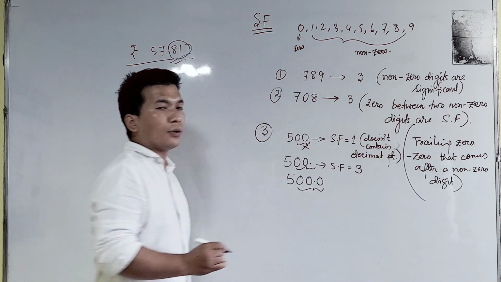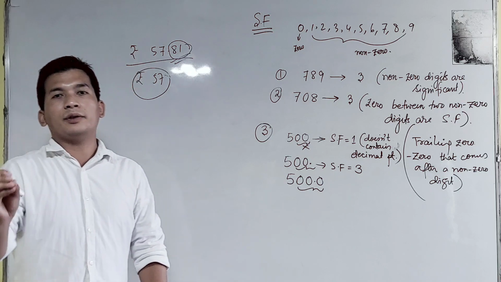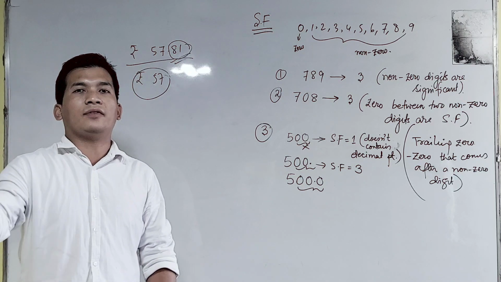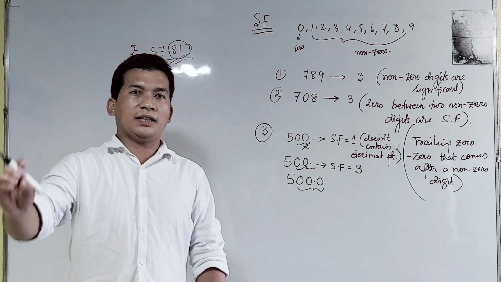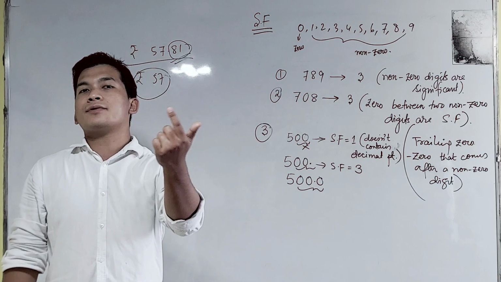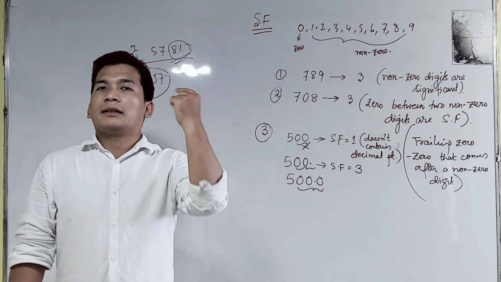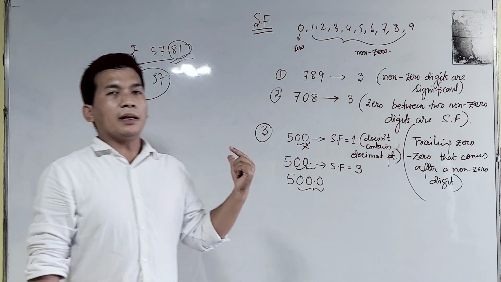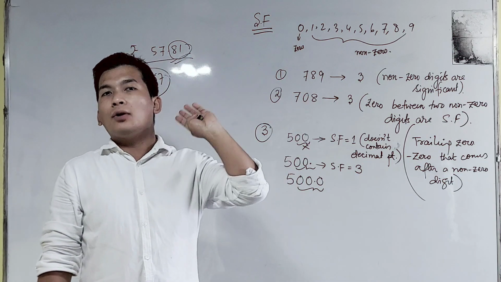Is that understood or not? For trailing zeros, first of all you have to check whether the trailing zeros come with a decimal point or not. If it contains a decimal point, then you have to take all the zeros as significant figures, and if it doesn't contain any decimal point, then you can simply ignore them.